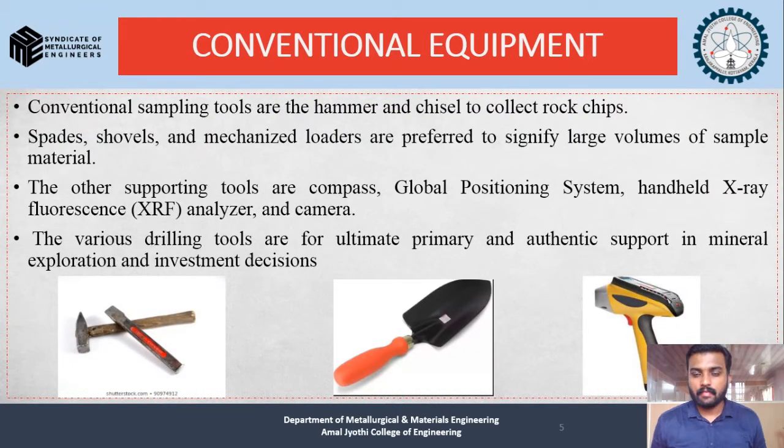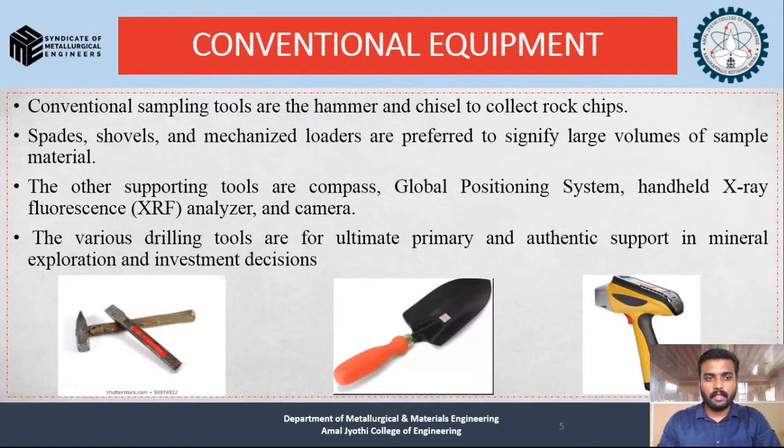And next we have the conventional equipment used for sampling. I mentioned a couple of names before in the previous slide, but here you can see a couple of images. We have conventional sampling tools like hammers and chisels to collect rock chips. Next we have spades, shovels and mechanized loaders, which are preferred for large volumes of sample material. This is an image of a spade, a smaller version of a shovel, used to collect samples.